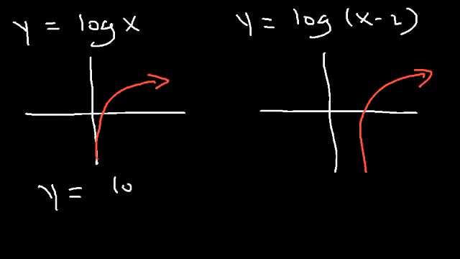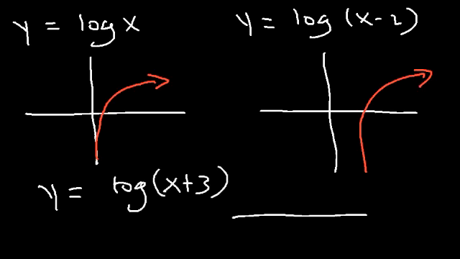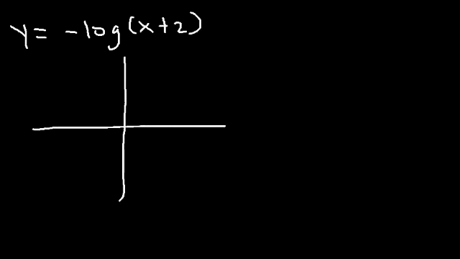And let's say if we have log x plus 3, it's going to shift 3 units to the left, but it's still going towards quadrant 1. So it looks like that. Now what about this one? Let's say if we have negative log x plus 2. Let's draw a rough sketch of this graph. So the vertical asymptote shifts 2 units to the left.